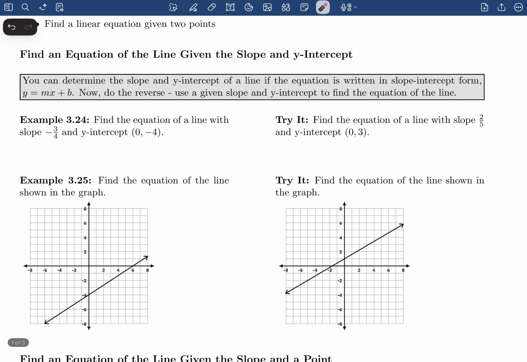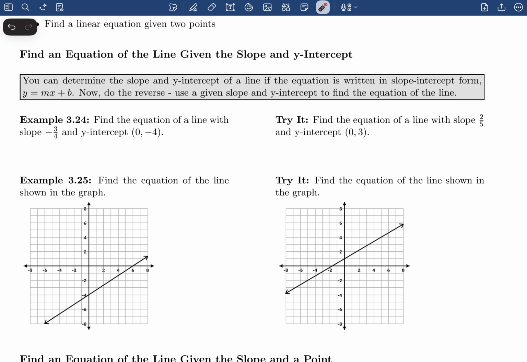Find an equation of the line given the slope and y-intercept. You can determine the slope and y-intercept of a line if the equation is written in slope-intercept form, which is y equals mx plus b. You'll recall, slope-intercept form is when you've solved for y. You've solved something for y, and you can see the slope and the y-intercept. This is why it's called slope-intercept form. You can see it really easily.